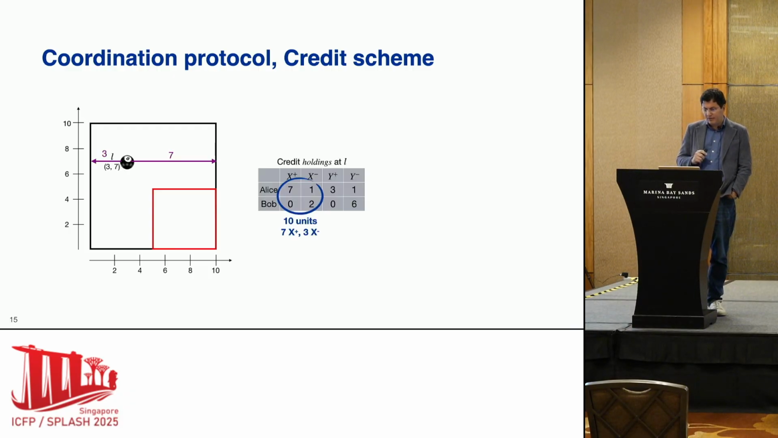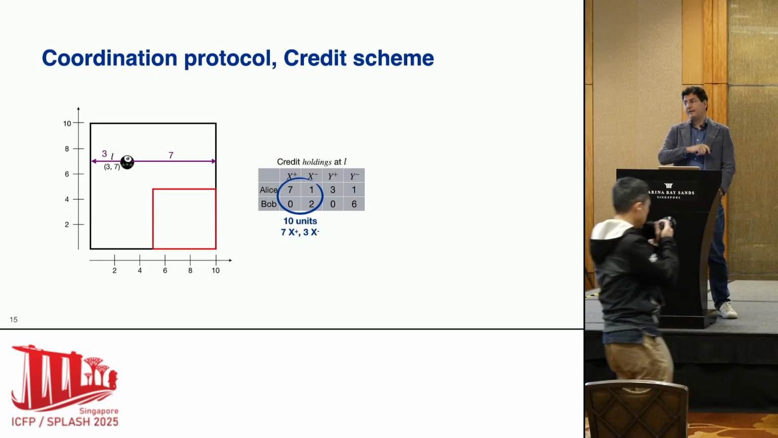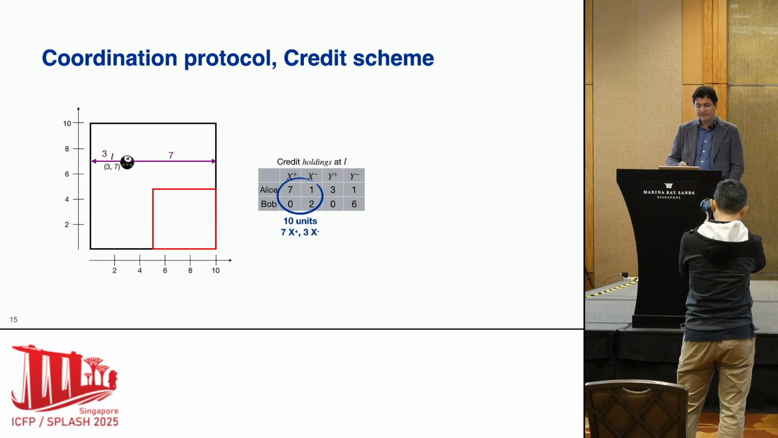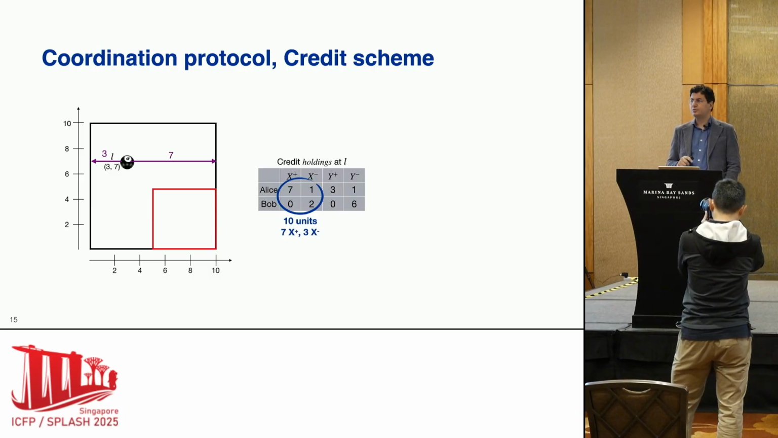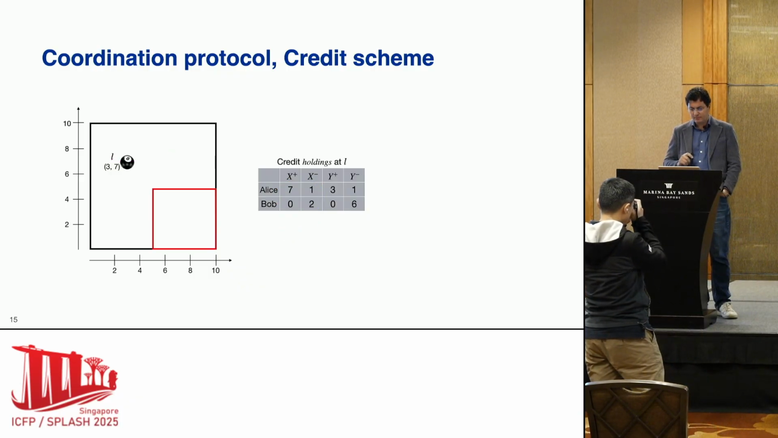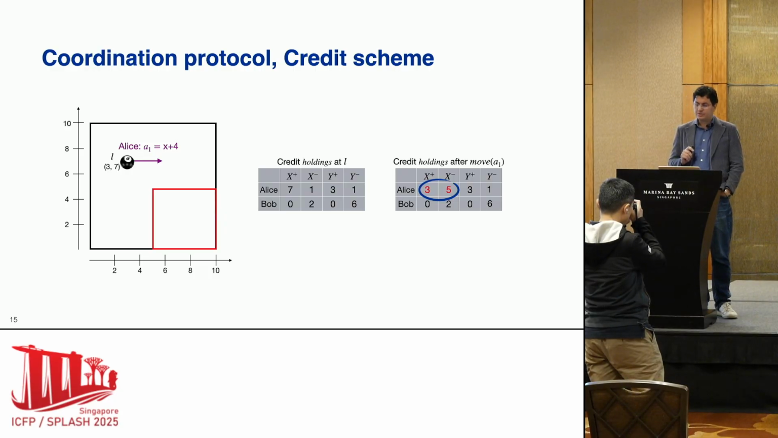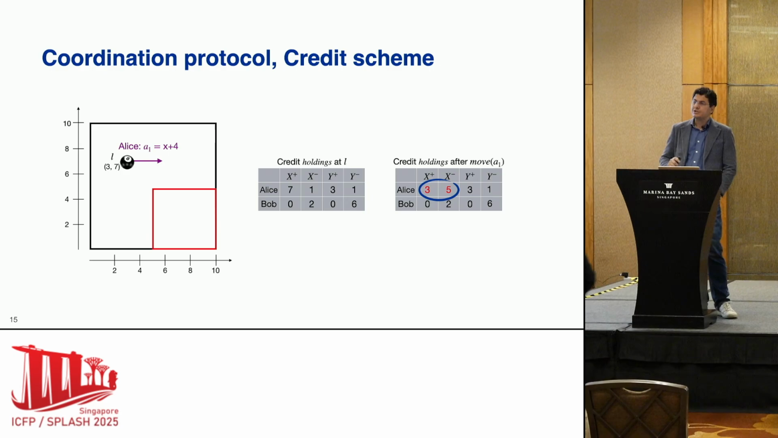So here we have the ball at location 3 on the x-axis. We say there are 10 credits from one side to the other, right? So there are 10 credits. And from the location that you are, you need 3 credits to go to the left. There are 3 credits available for going left, and there are 7 credits available to go right. And so if Alice comes and wants to move 4 credits to the right, she needs 4 credits, right? And in this case, luckily, she has that credit, so she spends that credit and moves right.